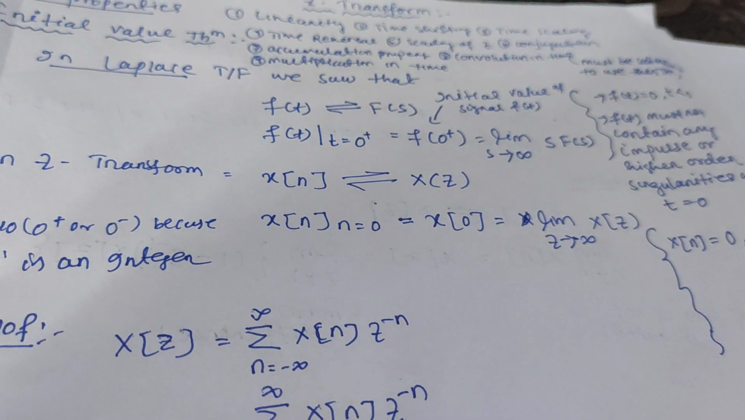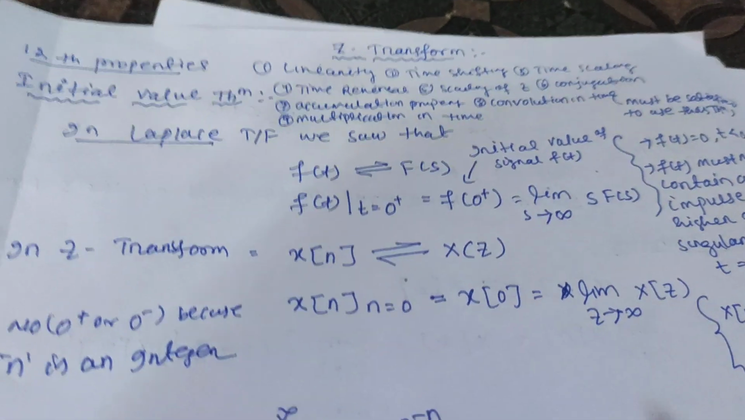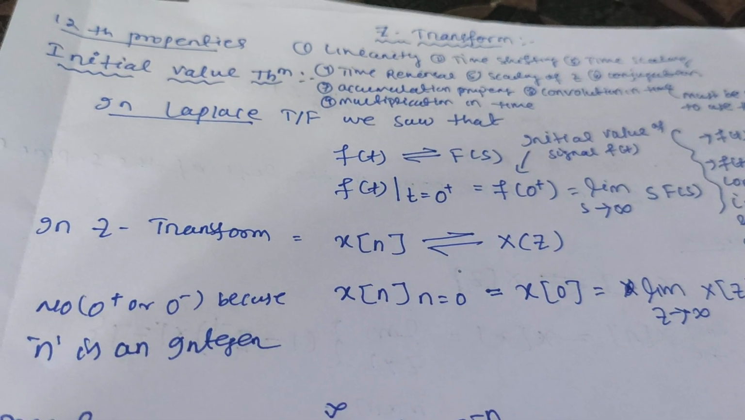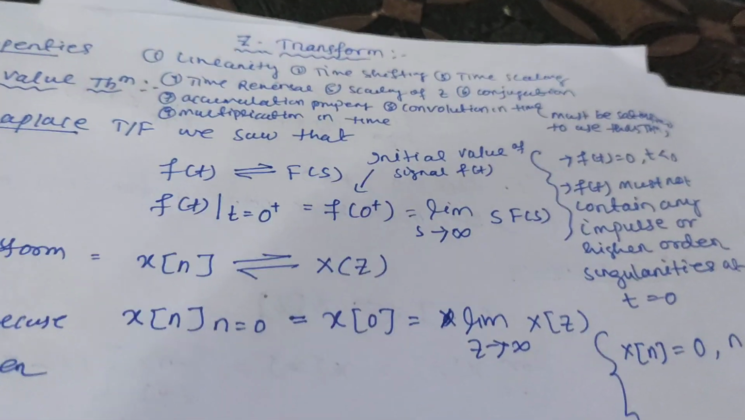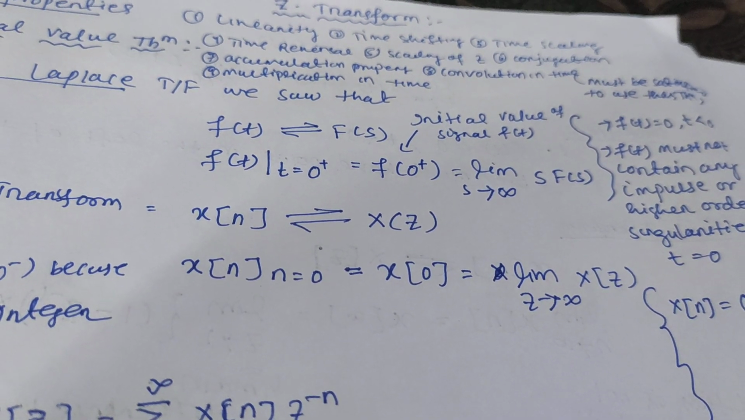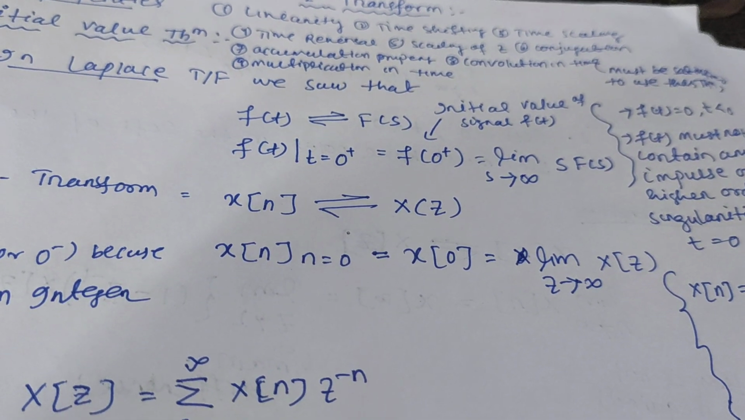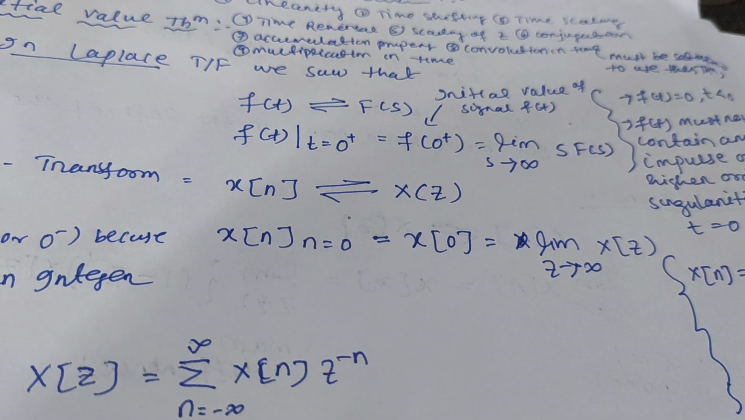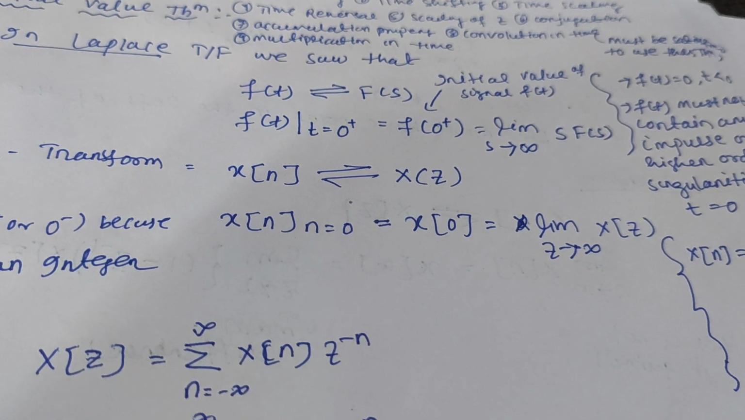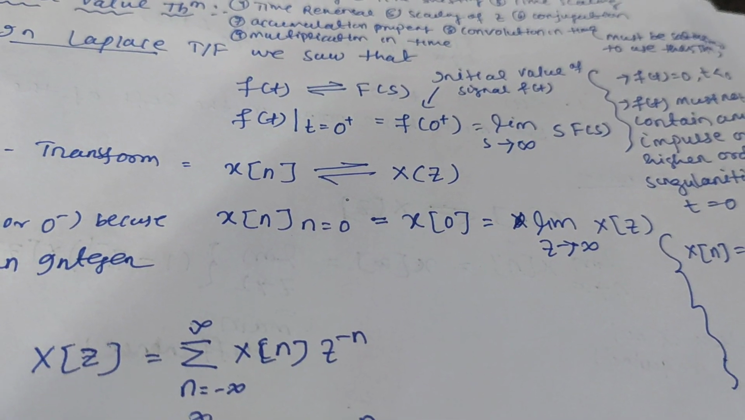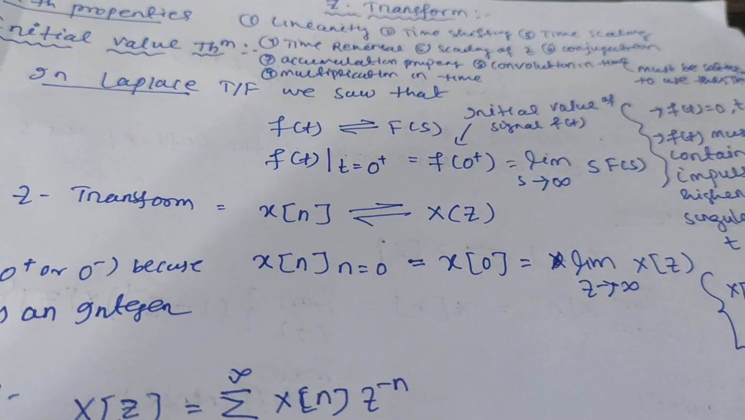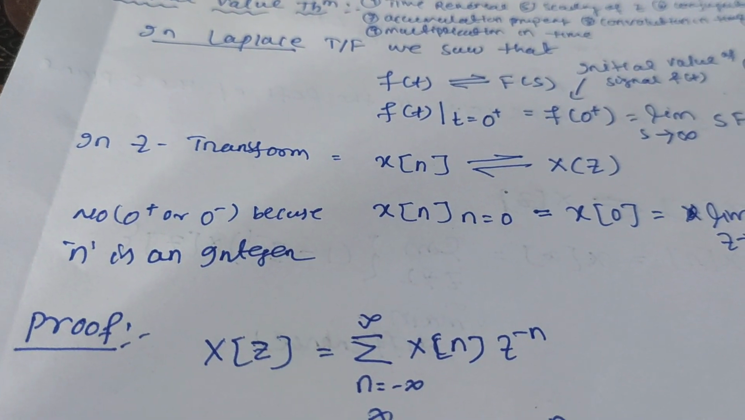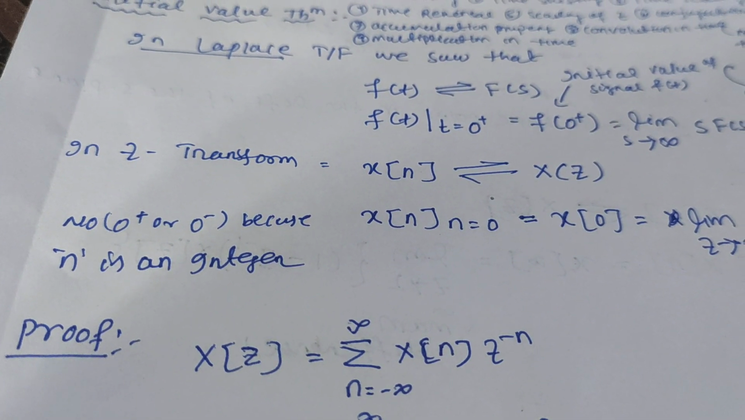Now there are two conditions that must be satisfied. The first is that f of t must be equal to 0 when t is less than 0. If this condition is not satisfied, then we are unable to apply the Laplace transform initial value theorem. The second condition is that f of t must not contain any impulse or higher order singularity at t equal to 0. We already discussed this in the Laplace transform. Now we are going to discuss the initial value theorem in the Z transform.